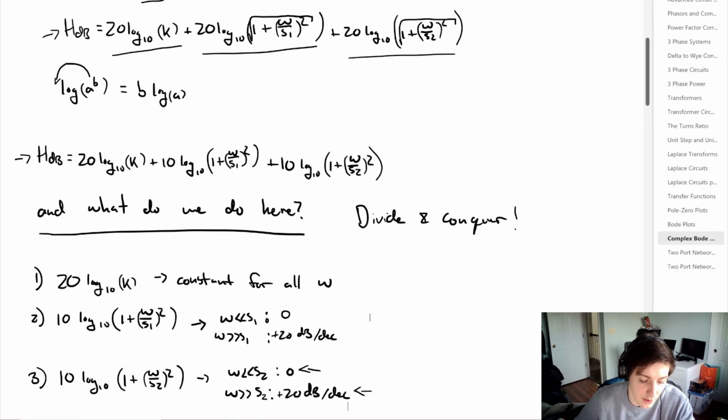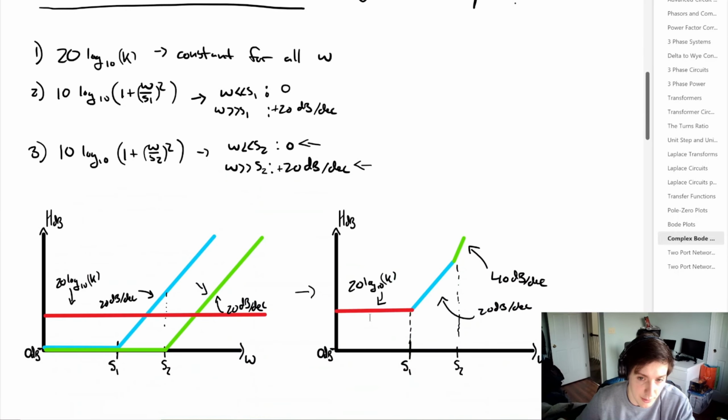So what we can do is take all 3 of these and plot them independently like we did here on the left. If we sum all of these terms up together, you can see that up to s1, really only the red part is contributing. But after s1, we have the red and the blue contributing, where we have a 20 dB per decade increase. And then once we get to s2, we have all 3 of the plots contributing, and now we have another 20 dB per decade increase from the green function. So that gets us to a 40 dB per decade increase after s2.